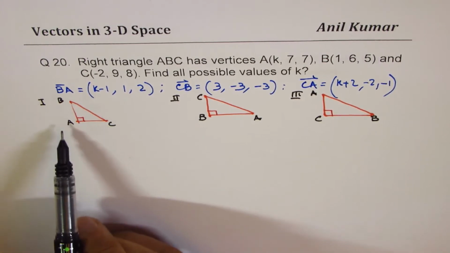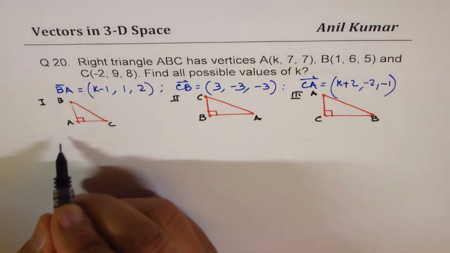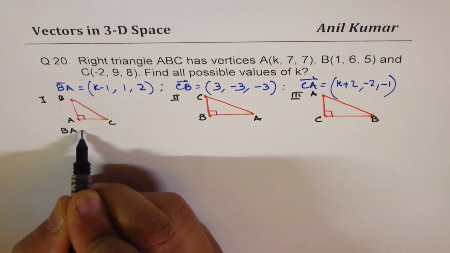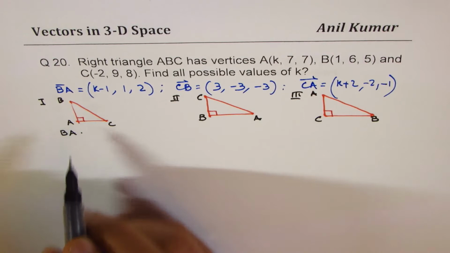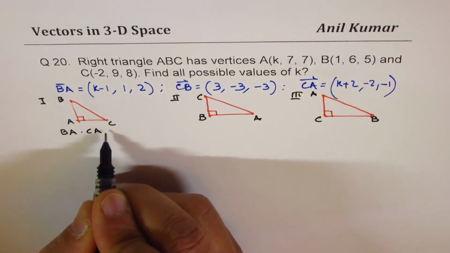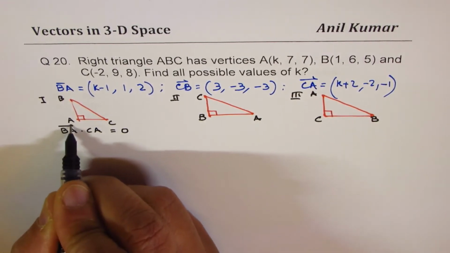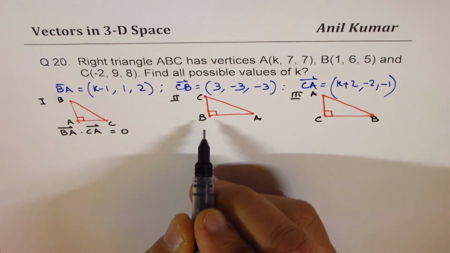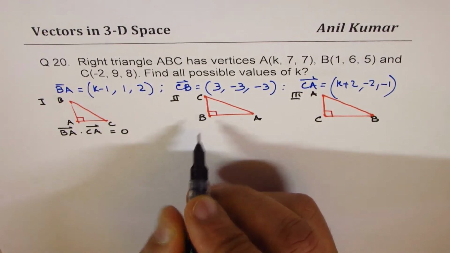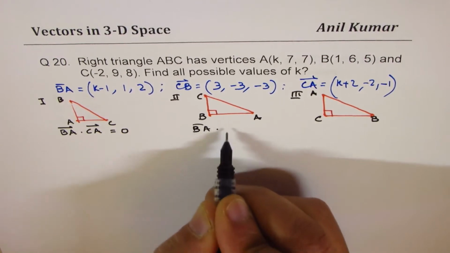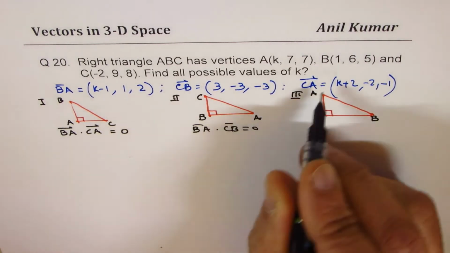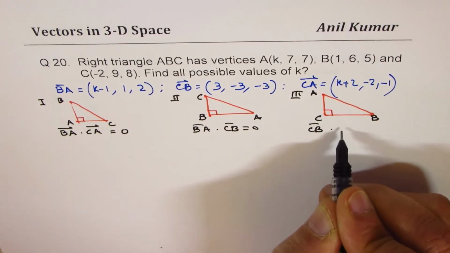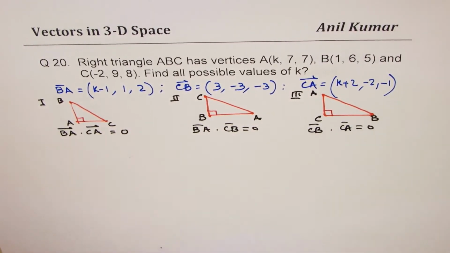Now, when you're working with case 1, in that case, BA dot this side, which I'm saying A to C or CA, whatever, right? It should be equal to 0. Does it make sense to you? Here, B is right there at the right angles. So we say BA dot CB equals 0. Here C is there. So C is common to these two. CB dot CA equals 0. So these are three different scenarios.